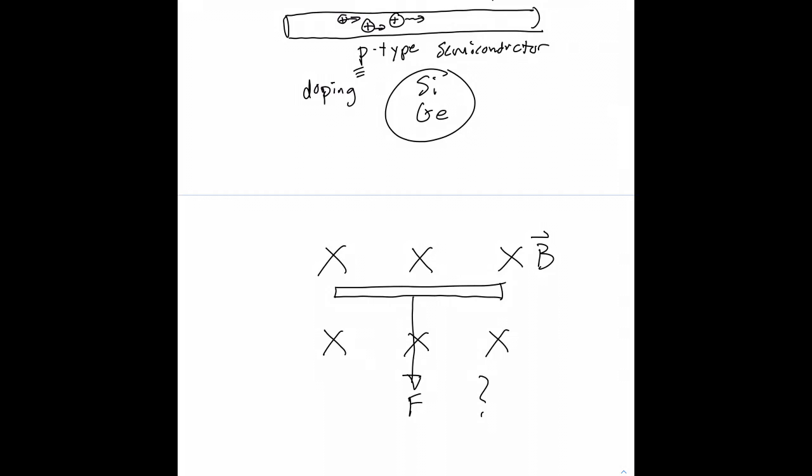The force on the wire is down. The magnetic field points into the page. So point your fingers into the page. Make your palm face downward.